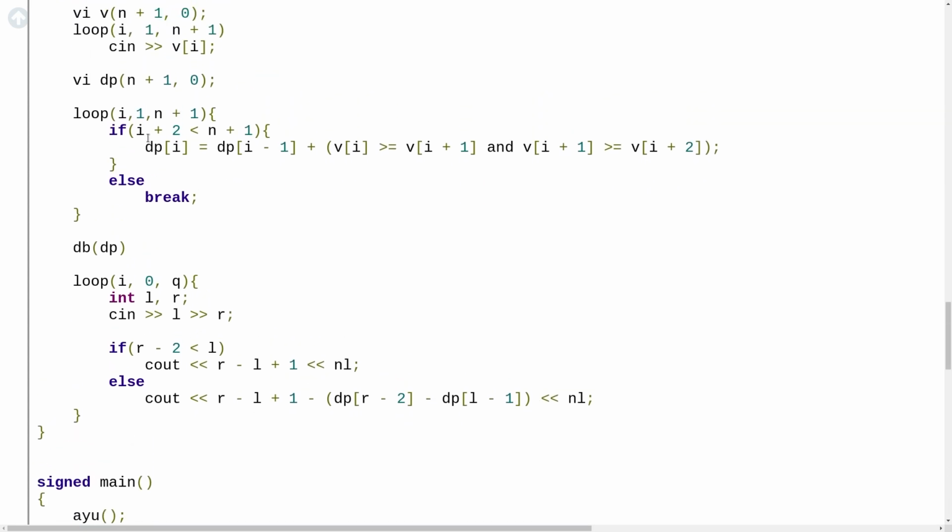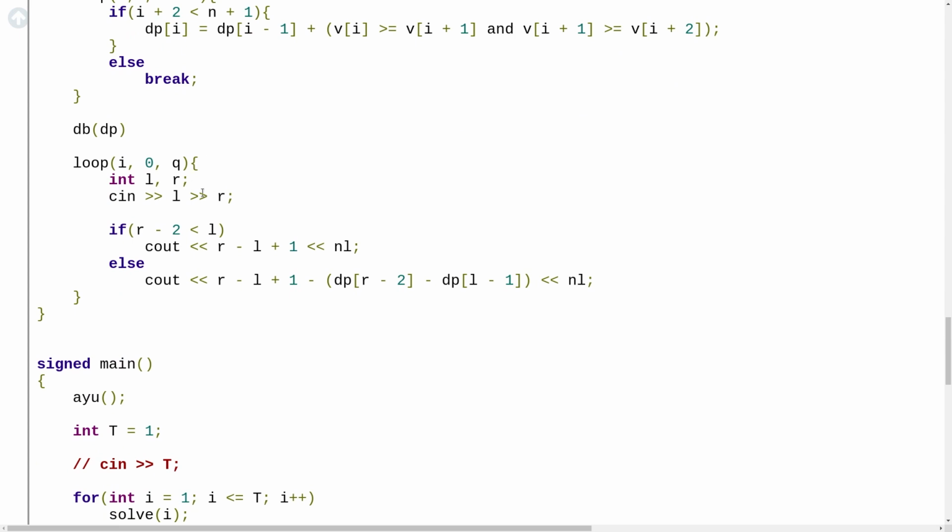What I essentially do is for all positions from 1 to n plus 1, I just check whether the index i plus 2 exists or not. If it exists, then dp of i will be equal to dp of i minus 1 plus, I will have to check whether the current element will make my answer anywhere better or not, right? I have named this particular array dp, but this is essentially the prefix sum vector. So if the current element was also a starting point, that means v of i is greater than or equal to v of i plus 1 and v of i plus 1 is greater than or equal to v of i plus 2, I'll add 1 to my answer, right? Otherwise, when i plus 2 is not in the range, then I can just break.